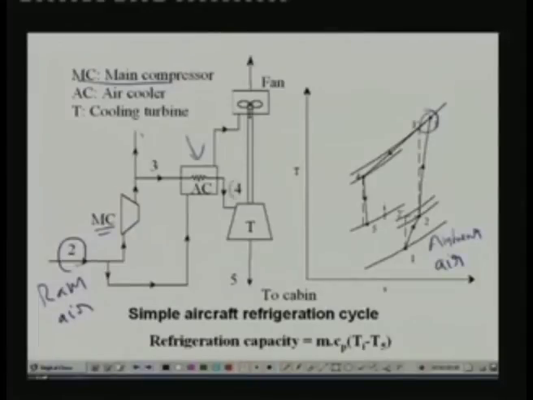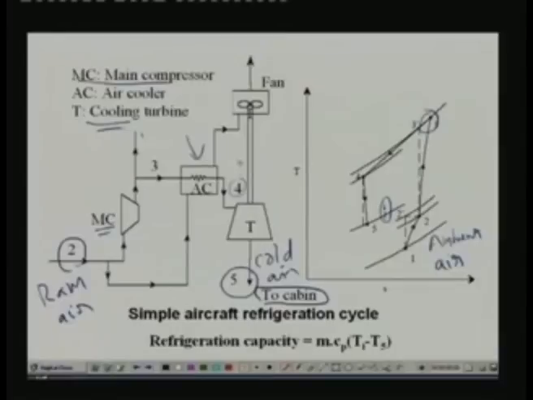And at point 4, it enters into the cooling turbine T, and it undergoes expansion process 4 to 5. As you know, at this point you have a very cold air at point 5. This cold air is released into the cabin directly. In the cabin it picks up heat, and by the time it comes out of the cabin, its condition will be at point I. So process 5 to I is what has happened in the cabin, right?